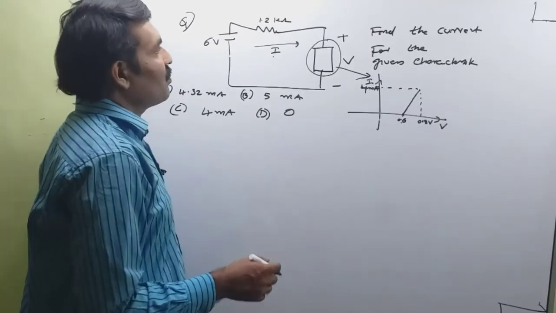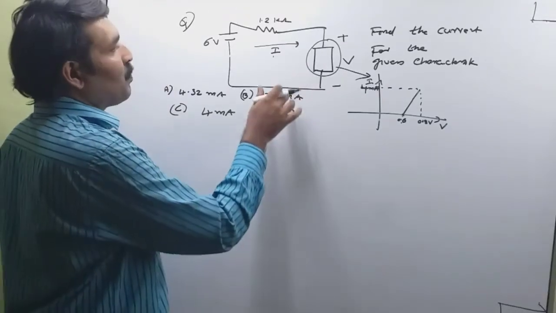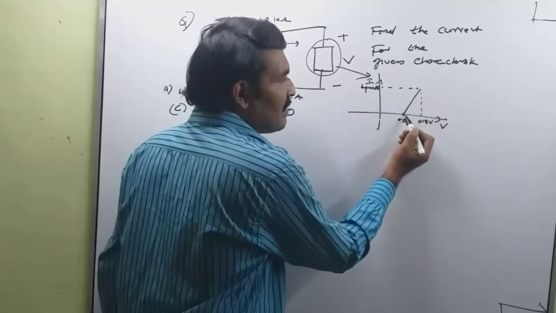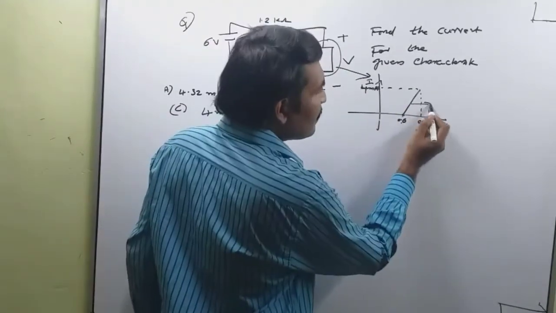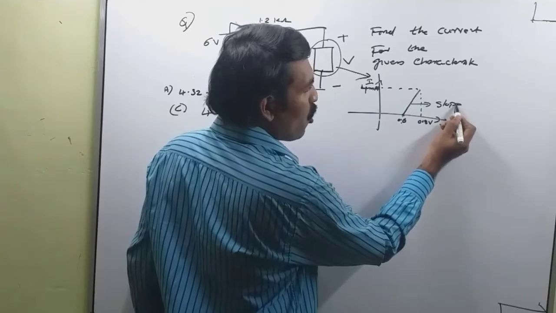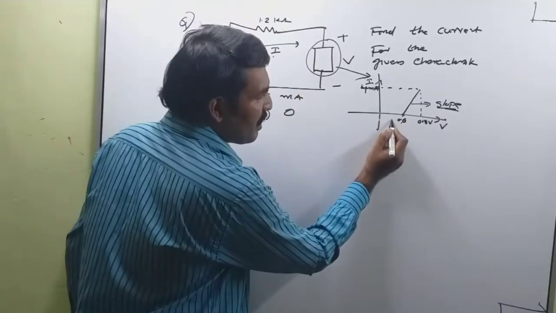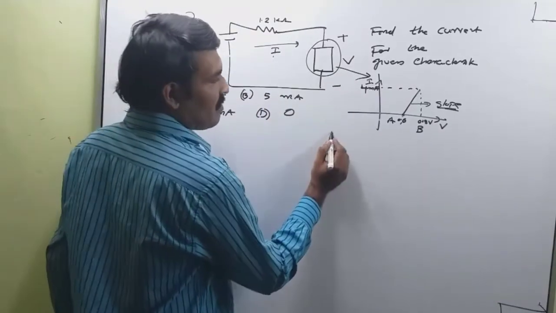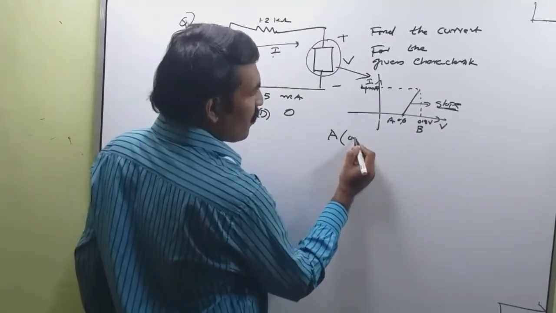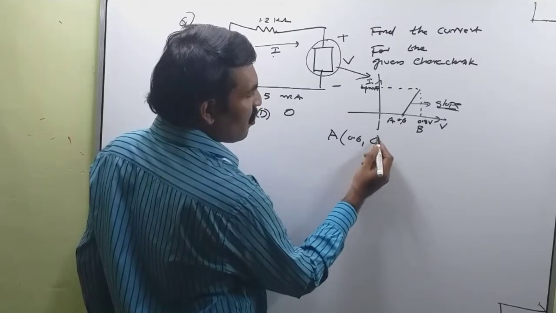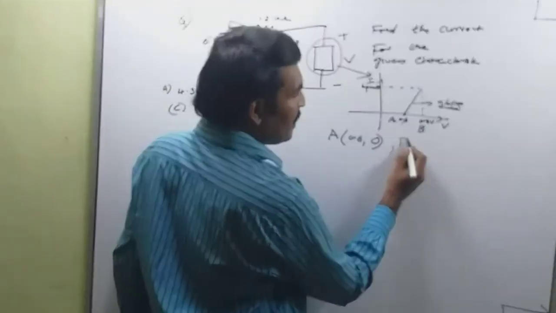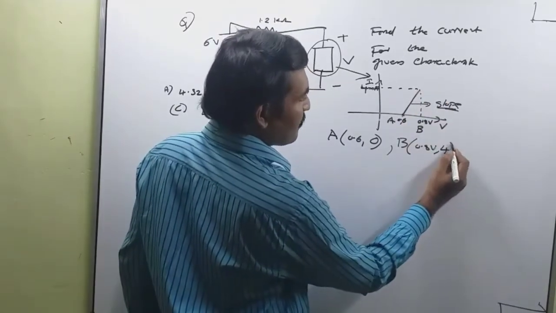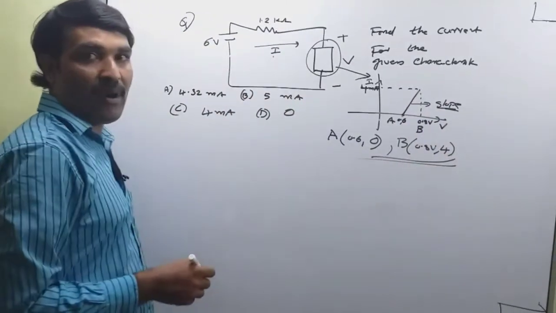Now, for this element, consider the VI characteristics given by this line. For this line, we need the slope. What is the slope? Let this be point A and this be point B. Point A is 0.6 volt and 0 milliamps, and point B is 0.8 volt and 4 milliamps. So these are the 2 points given.